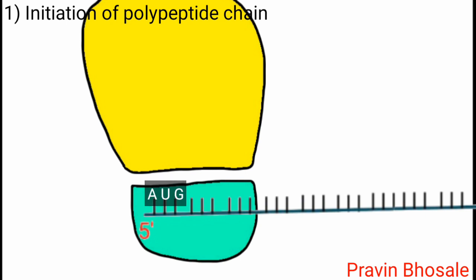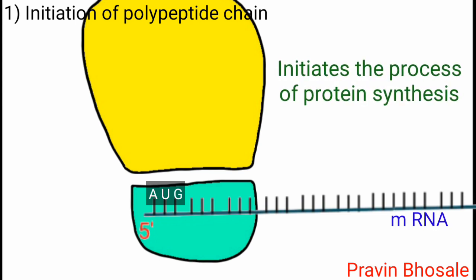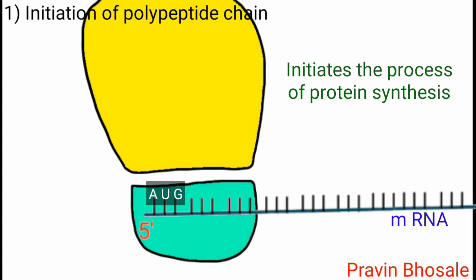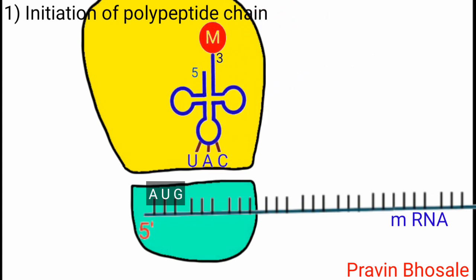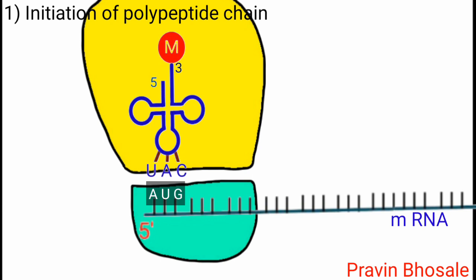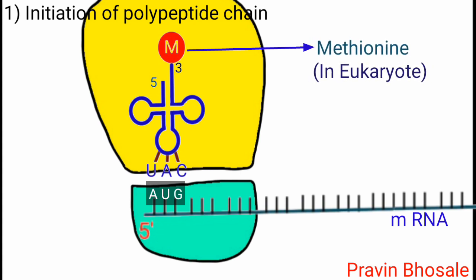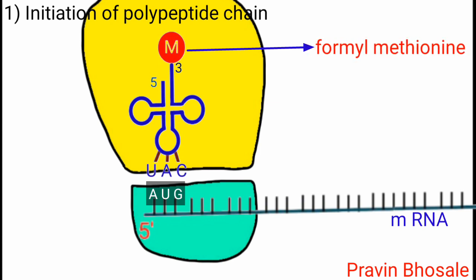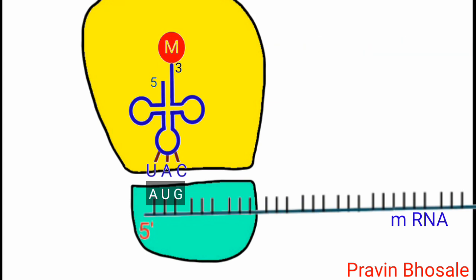The initiator codon AUG is present on mRNA, which initiates the process of protein synthesis, that is translation. The initiator tRNA binds with the initiation codon AUG by its anticodon UAC through hydrogen bonds. It carries the activated amino acid methionine in eukaryotes or formyl methionine in prokaryotes.